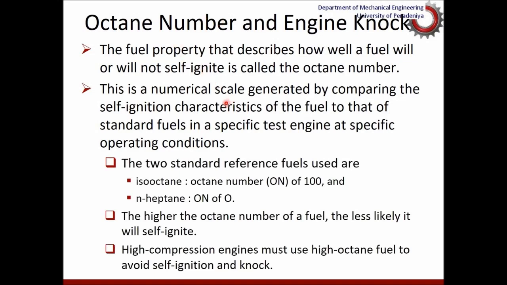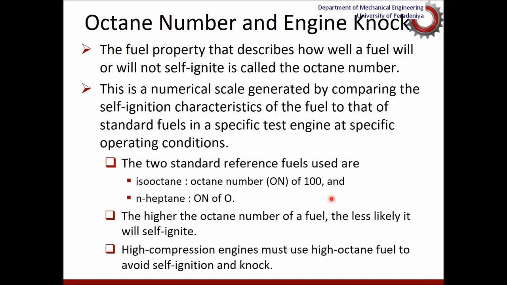So isooctane, that is C8H18, is considered as octane 100. So the octane number of isooctane is considered as 100. And for n-heptane, we consider the octane number to be 0. So any fuel could have an octane number between 0 and 100, and I'm pretty sure you are familiar with the octane 90 and 95 fuel that we usually have. In fact, 92 and 95 fuel that we have in the market in Sri Lanka.